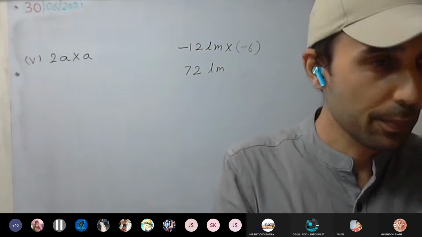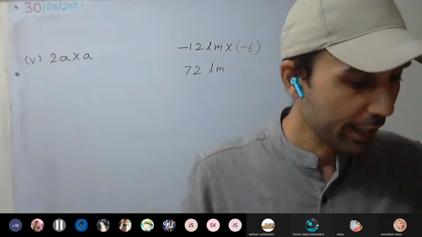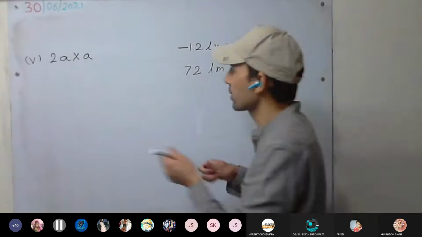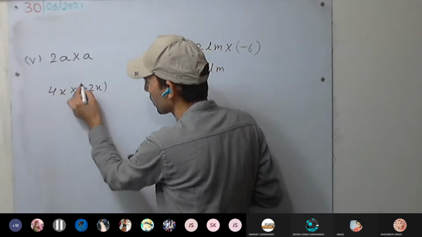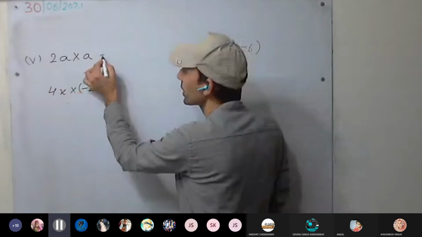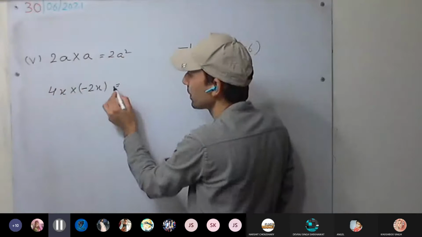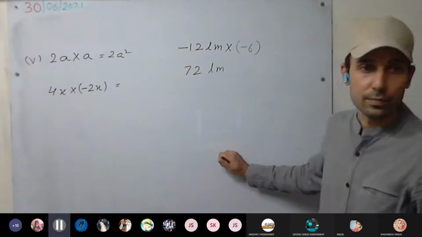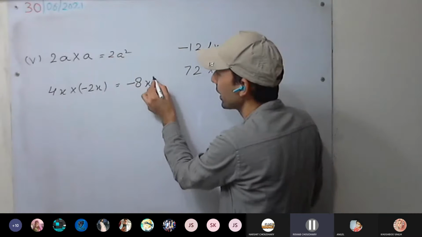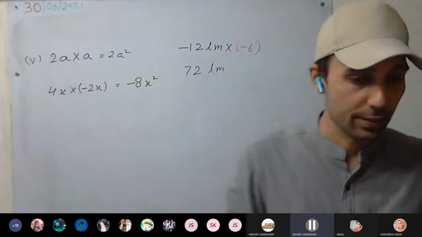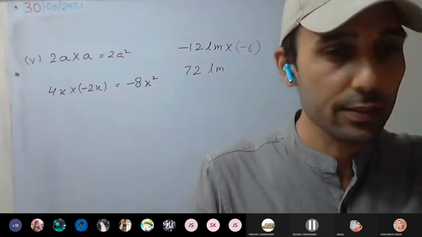Next one, Rishabh. 4x into minus 2x. You have to put this in bracket. Okay, it is minus 8x square. Okay, good. Okay, next one.